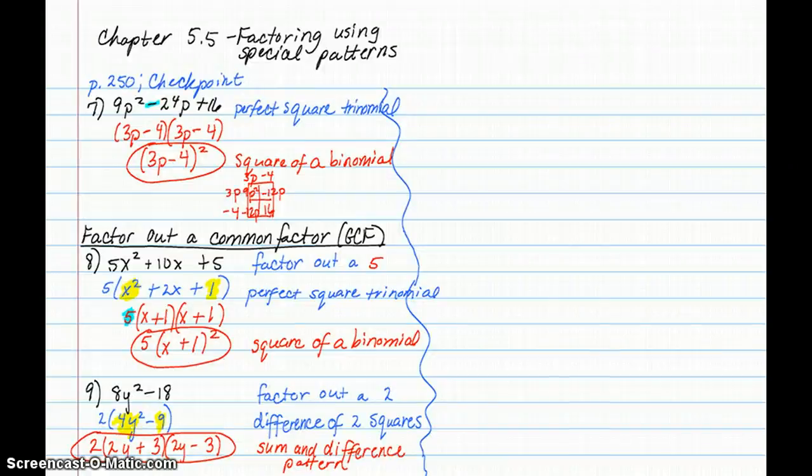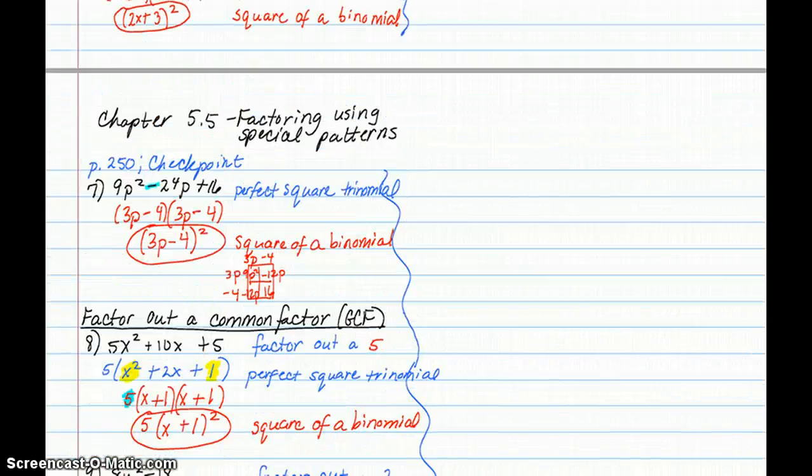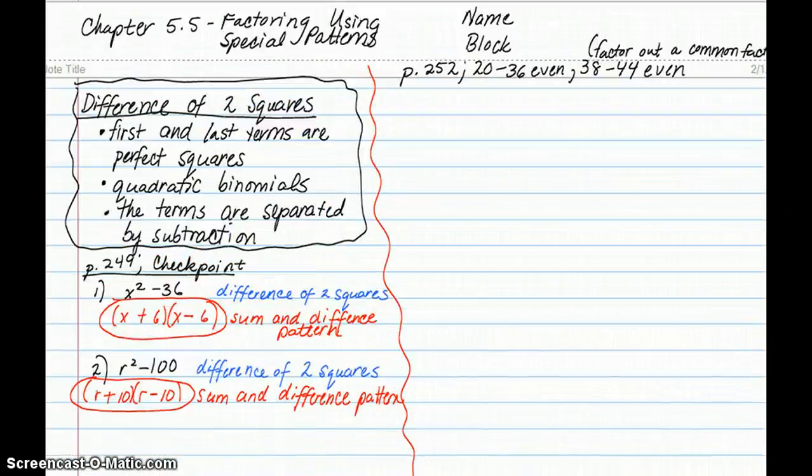Your assignment is page 252, 20 through 36 even, and make sure you write down the even part. That's one type of thing they want. And then on 38 through 44 even, though there's no break, I put it separate because on all of those you are going to need to factor out a common factor.